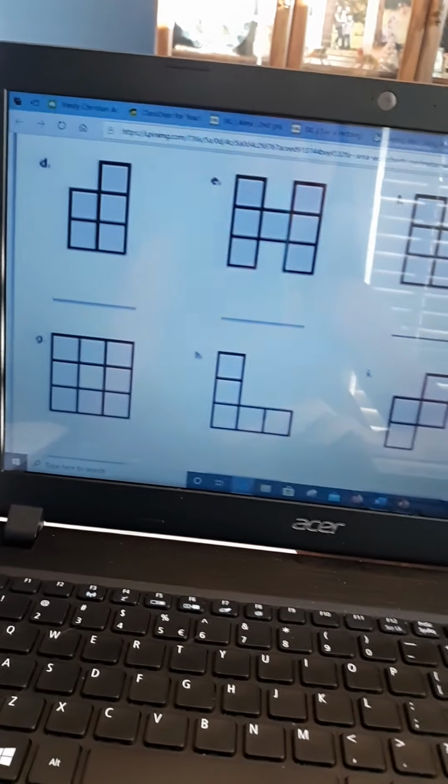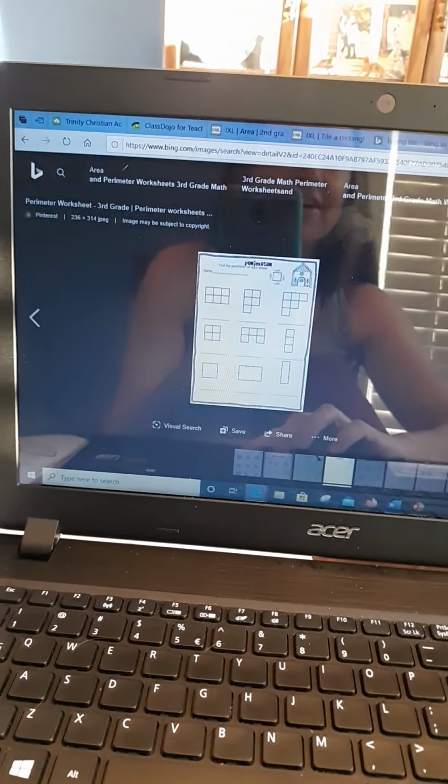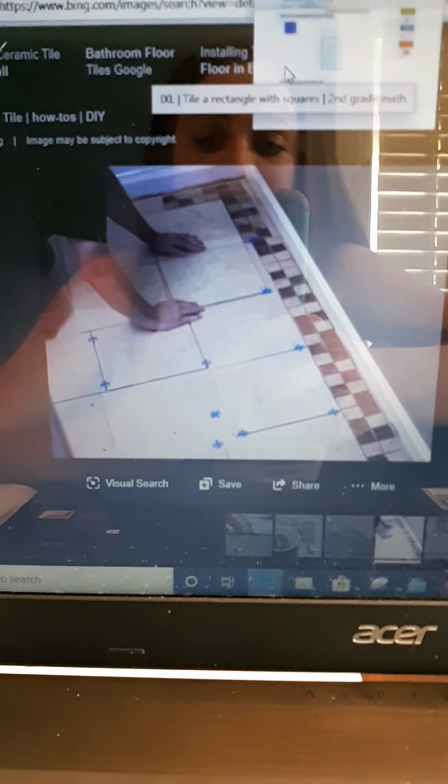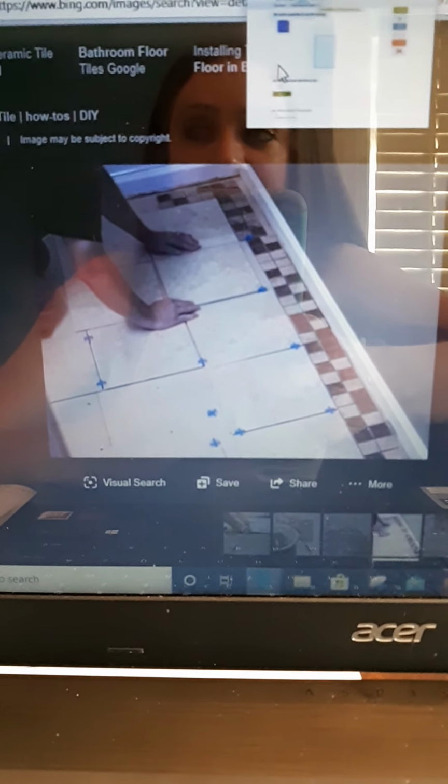But today we're looking at the area. The area is your surface area, which is the covering of the entire shape. For instance, looking at this picture, this person is doing what? He's laying tile down. He's laying tile.